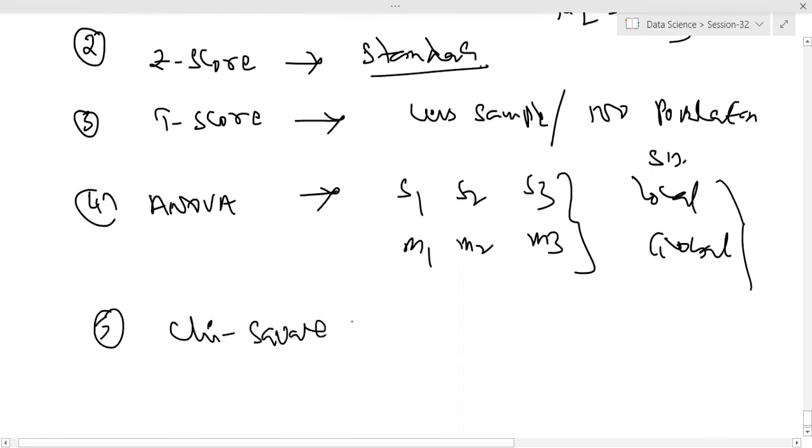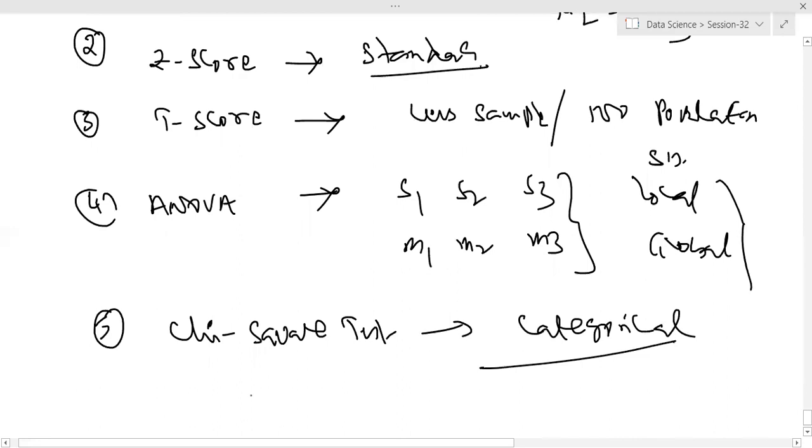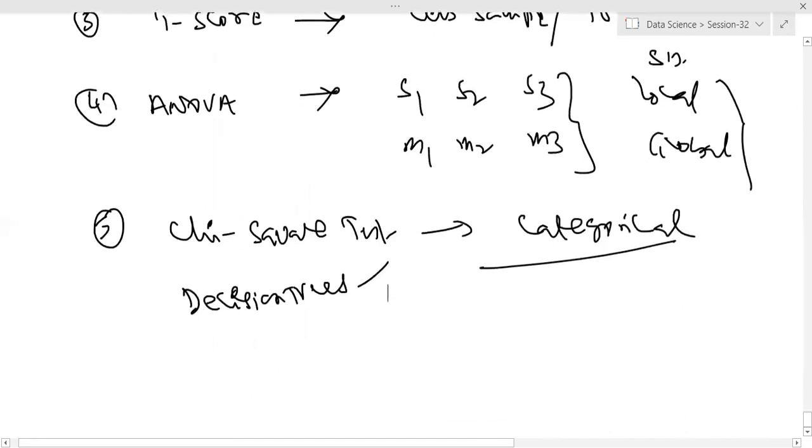What is the specialty of this chi-square test, friends? It works on the categorical basis of the data, and especially in decision tree models. Okay, you can bank on this kind of chi-square test. Okay, so that's all, guys.